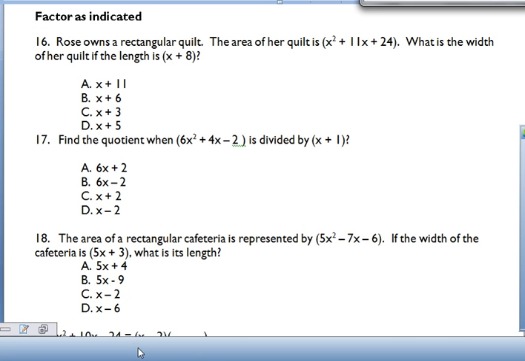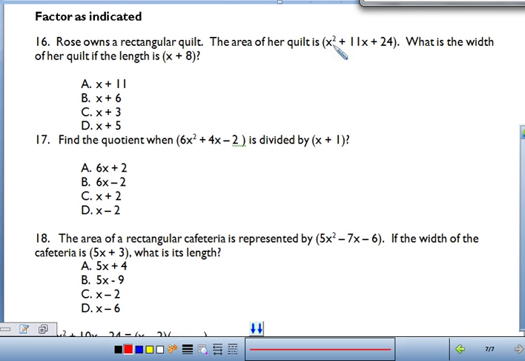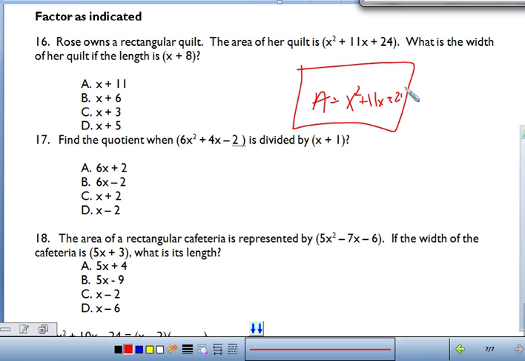Now these ones can be done a little simpler. We can do them straightforward and still try to factor. But basically I have a rectangular quilt with an area that's equal to this. So find the width, what is the width, if the length is x plus 8. So I could just factor this out and hope that one of them is x plus 8 and this is the other. You haven't learned polynomial long division yet, but that would be another means, but probably kind of cumbersome.